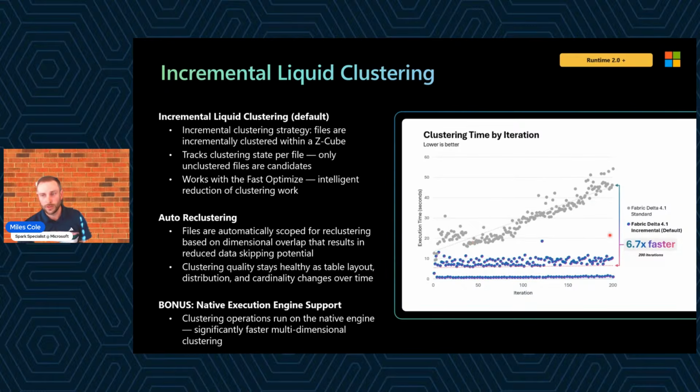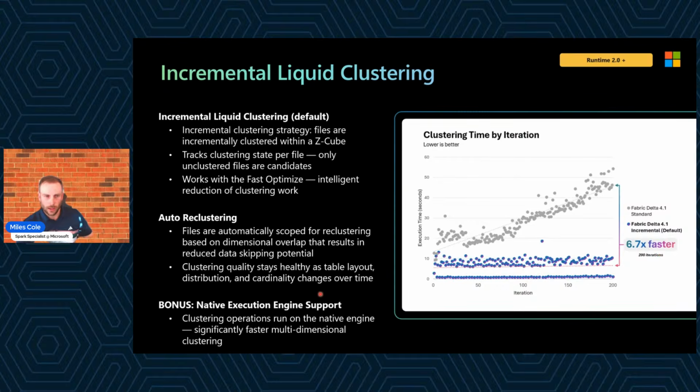Whereas with incremental clustering enabled, which is default, very happy to say, we basically maintain constant performance even as the size of the table increases. So you can keep merging data into your tables, inserting data, and the cost of liquid clustering is going to be extremely flat over time, 6.7 times faster.